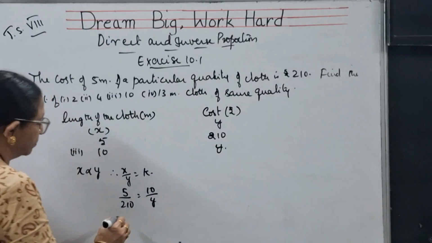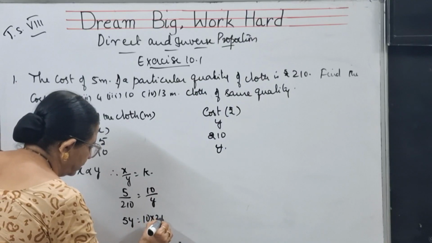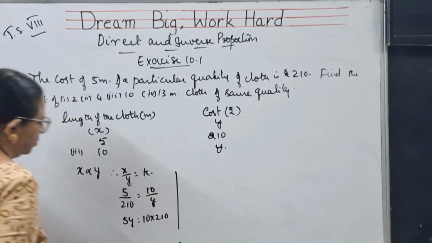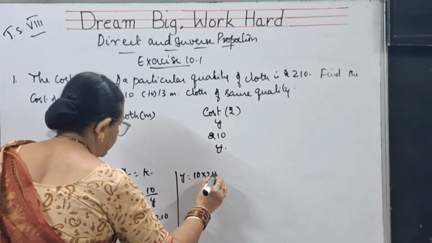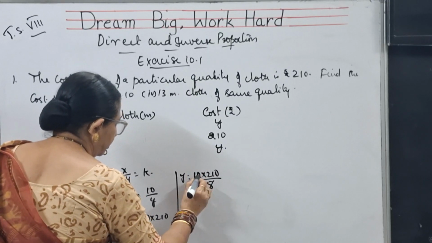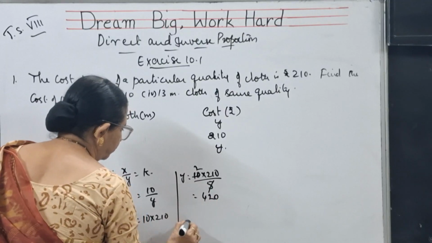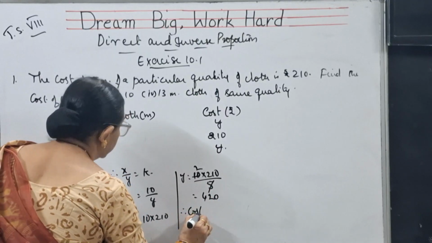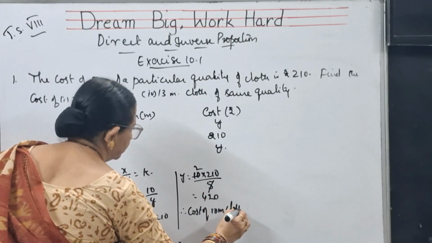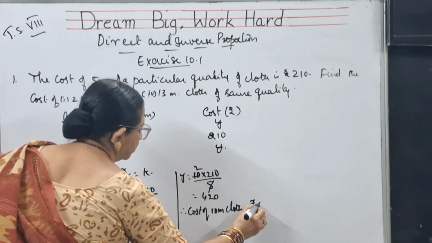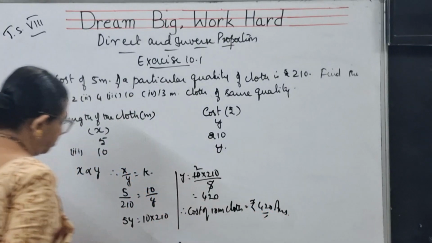That means 5y is equal to 10 into 210. So y is equal to 10 into 210 by 5. 5 ones are 5, 5 twos are 10, 2 ones are 2, 2 twos are 4. Therefore, the cost of 10 meters of cloth is equal to rupees 420. That is the answer, children. Please note it down.